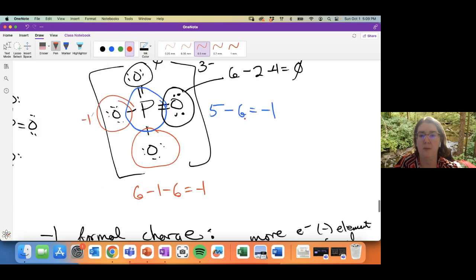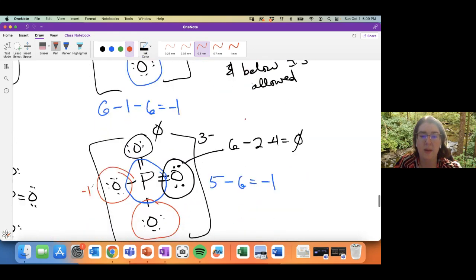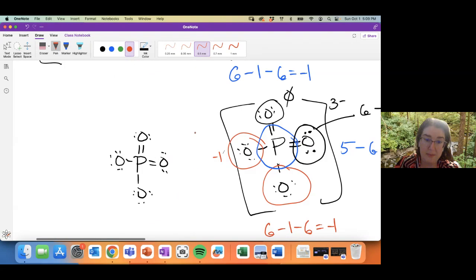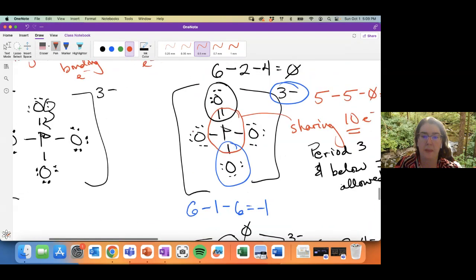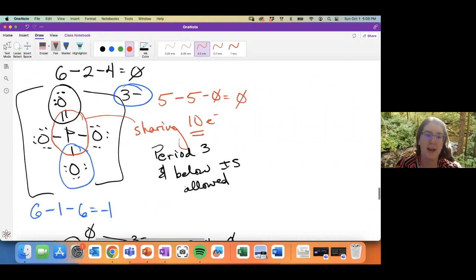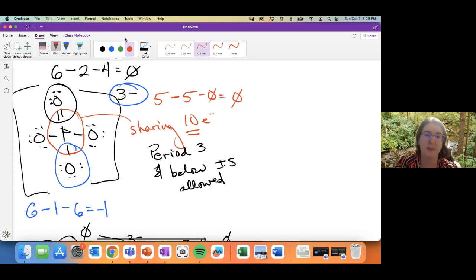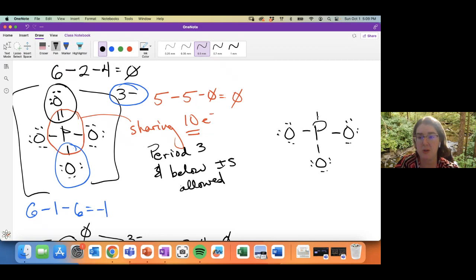Okay, we've recovered. So all of that being said, this structure where I had a 0 on my phosphorus is the best structure. I know it's the best structure because of formal charge. Formal charge is how I know.